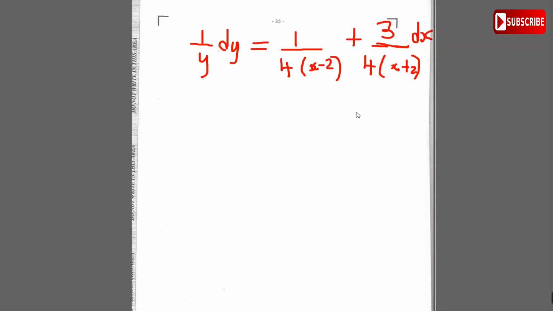Since we have all of this now, we could multiply through by 4, because I don't like the quarter thing. Let's multiply through by 4. I'm just going to multiply through by 4 to write 4 over y dy, and that's equal to, that's going to become now 1 over x minus 2 plus 3 over x plus 2, and it's all of this dx.